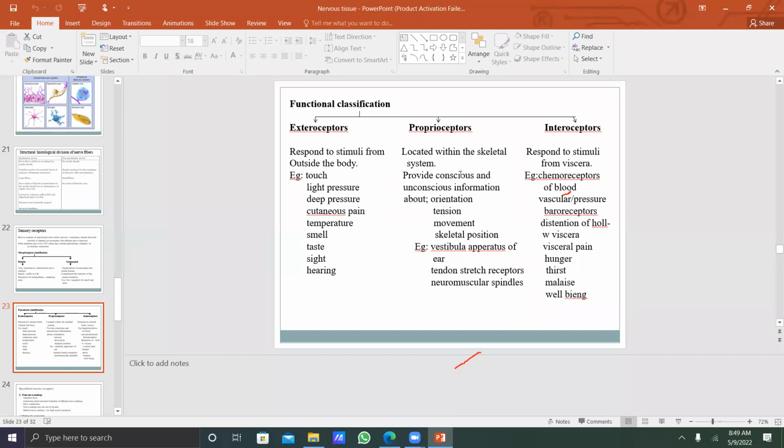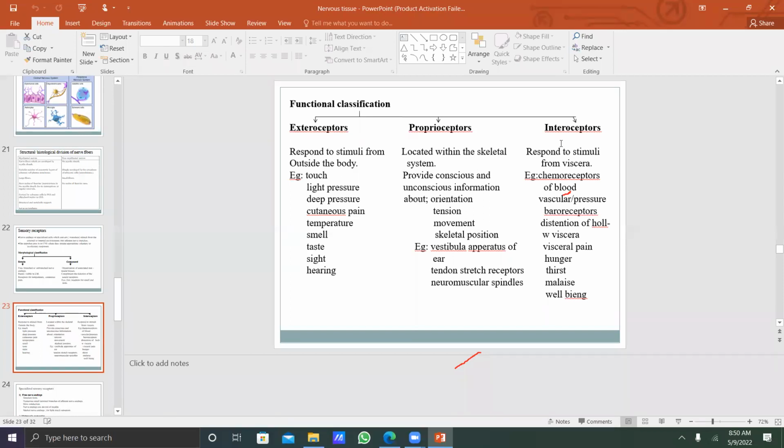Proprioceptors are the ones located within the skeletal system. So, they provide conscious and unconscious information about orientation, tension, and the movement of the skeletal system and position of the skeletal system. The examples for proprioceptors are the vestibular apparatus of the ear, tendon stretch receptors, and the neuromuscular spindles. They give information on the orientation and tension, movement, and the skeletal position.